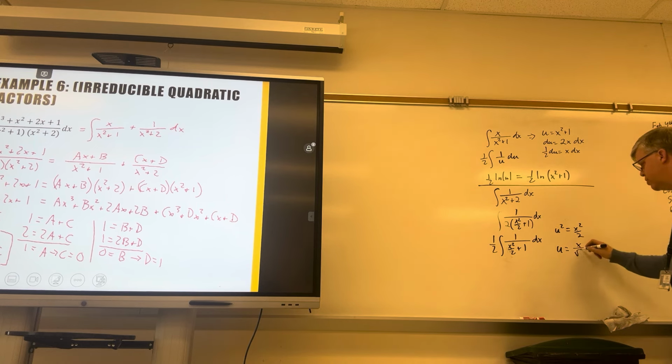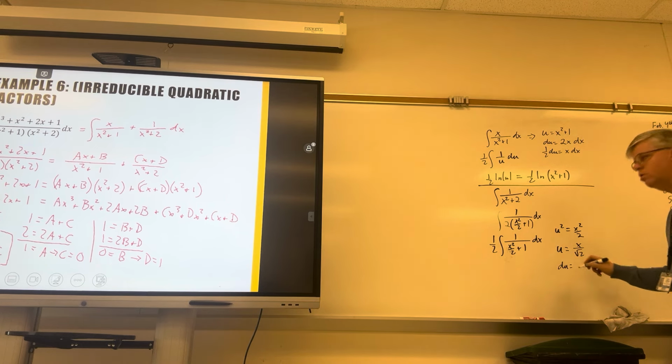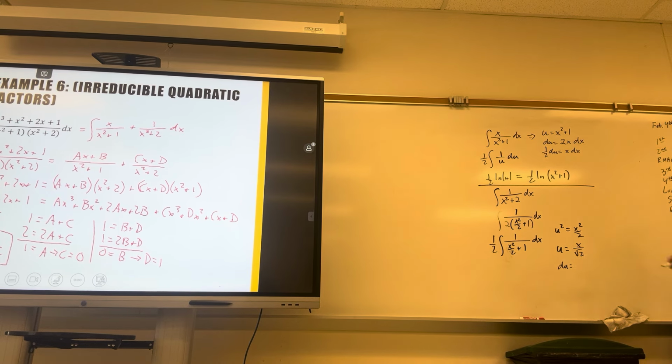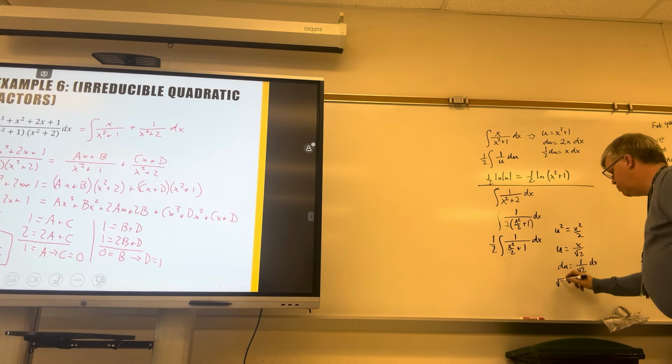X over root 2, which makes du 1 over root 2 dx. We don't have the 1 over root 2, so I'll move the constant over here. So it's going to be root 2 du equals dx.